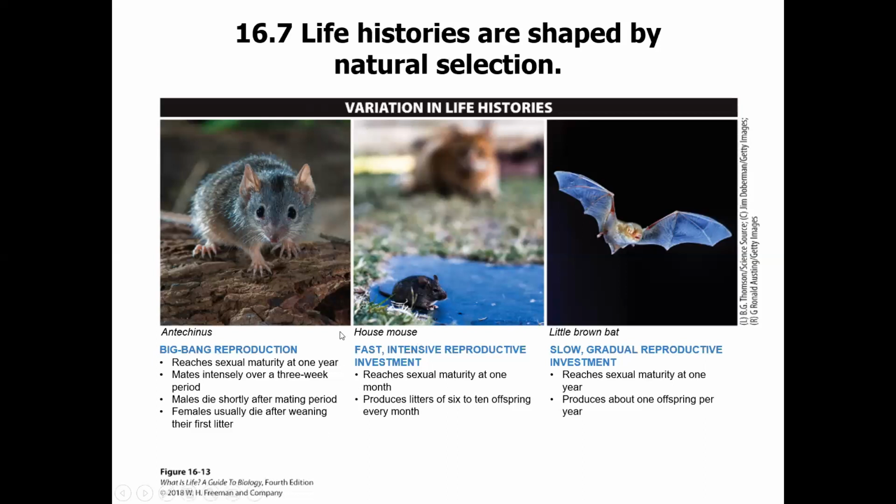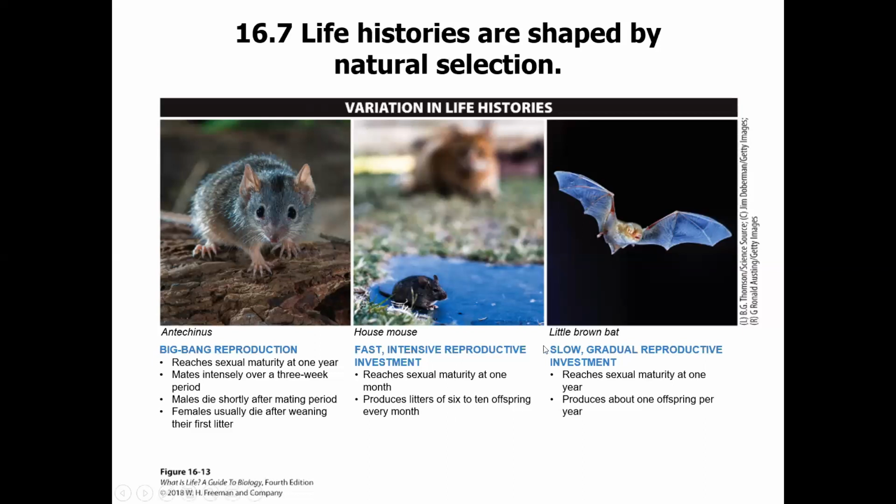The middle example we have is this house mouse. This has a fast, intensive reproductive investment, but not a big bang. What that means is that the mouse reaches sexual maturity after a month, so even less time than the forest mouse. However, instead of having an explosive period where it's reproductively active for several weeks, the house mouse reproduces every month, producing roughly 6 to 10 offspring. So still having a lot of offspring, just on a month-to-month basis instead of over a quick 3-week period.